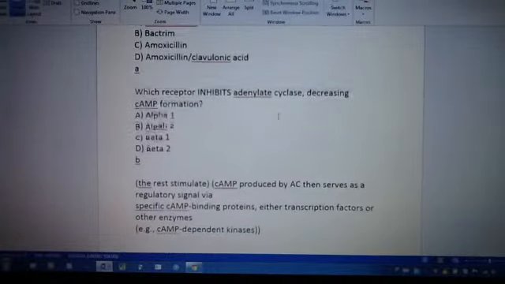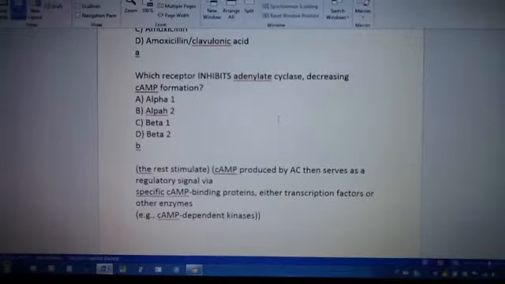Next one, which receptor inhibits adenylate cyclase, decreasing cAMP formation? Is it A, alpha 1, B, alpha 2, C, beta 1, D, beta 2? The answer is B, alpha 2. So the rest stimulate. Remember that cAMP is produced by adenylate cyclase and then serves as a regulatory signal via specific cAMP binding proteins, either transcription factors or other enzymes, e.g. cAMP dependent kinases. Good to know.